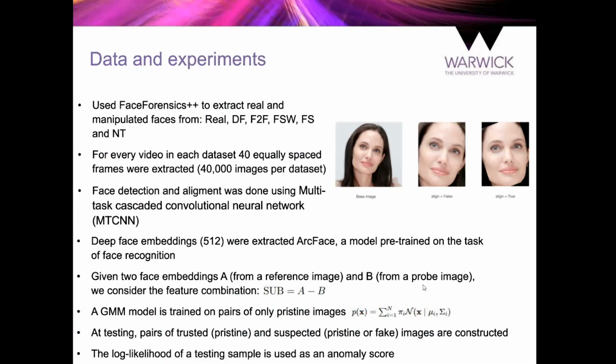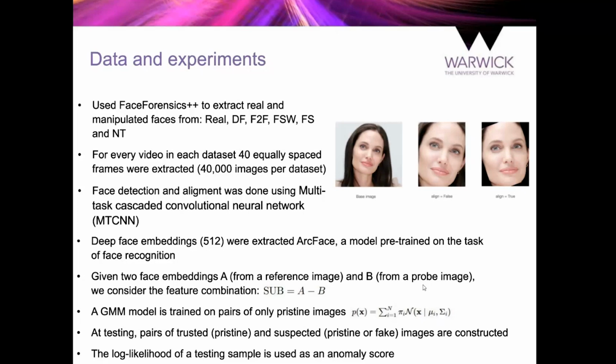And after doing that, we train a Gaussian mixture model only on pairs of pristine images. So the Gaussian mixture model assumes that our dataset can be described by a mixture of n multivariate Gaussians. So that's the density estimation part of our model. Then at testing, we construct pairs of trusted images, so only pristine images, and suspected images, which can either be pristine or fake, and we use those for testing.